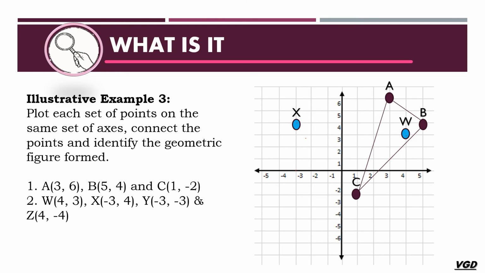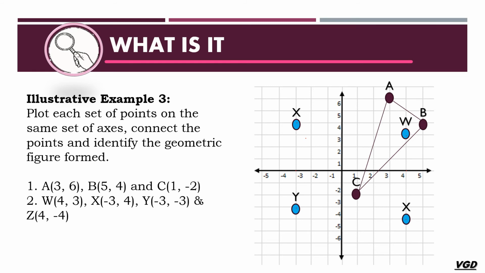And for point Y, we simply locate -3 on the x-axis and -3 on the y-axis. So we got here point Y. And for point Z, we have to locate +4 on the x-axis and -4 on the y-axis. So we got here point Z.